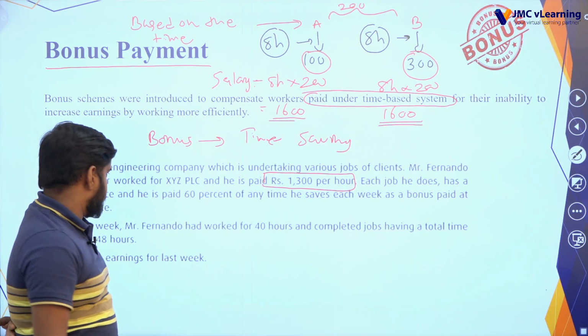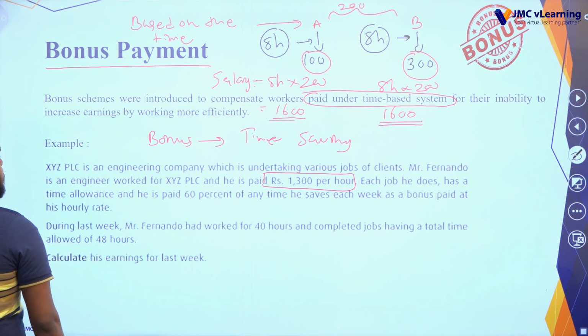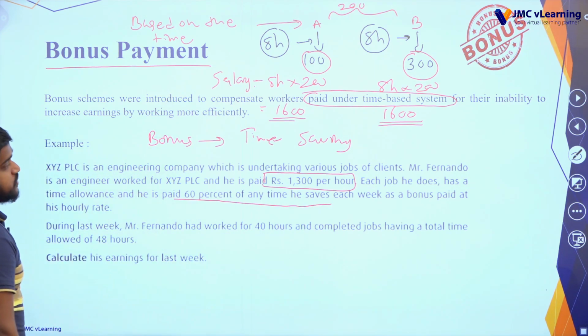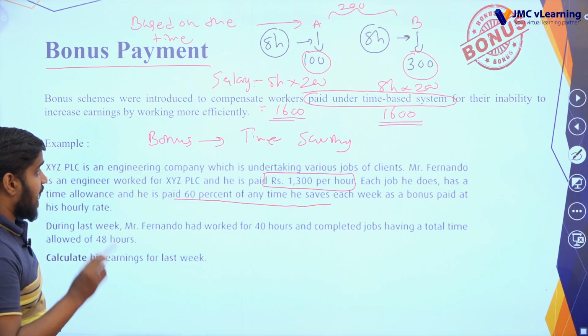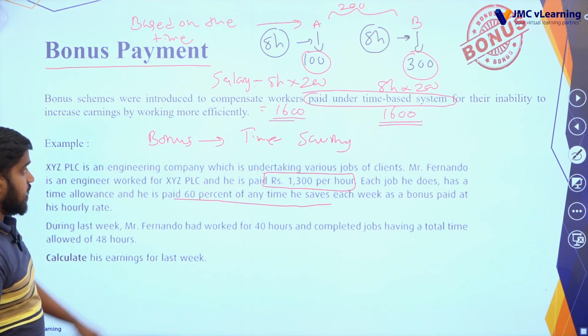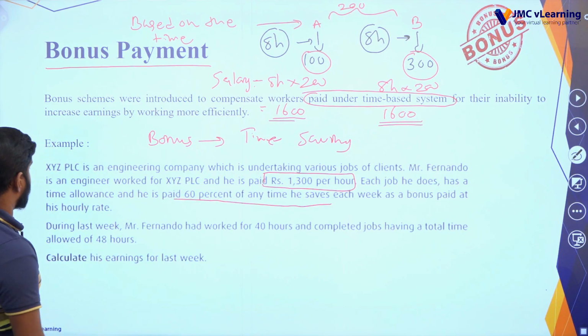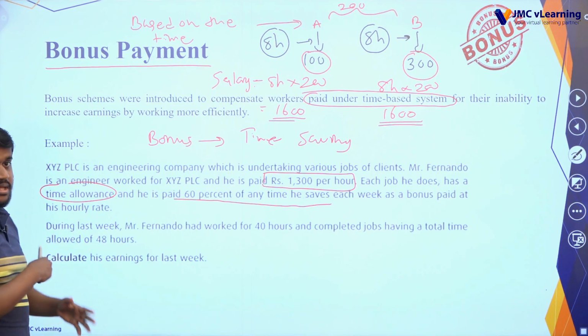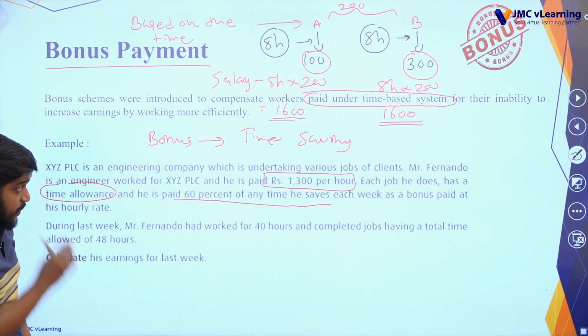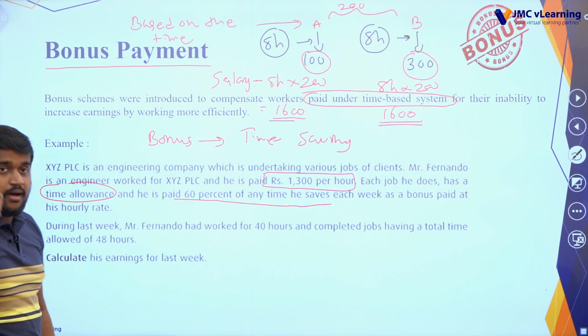Each job he does has a time allowance, and he is paid 60% of any time he saves each week as a bonus, paid at his hourly rate. Normally he has a time allowance, and he is paid 60% of the time he saves each week as a bonus paid at his hourly rate.